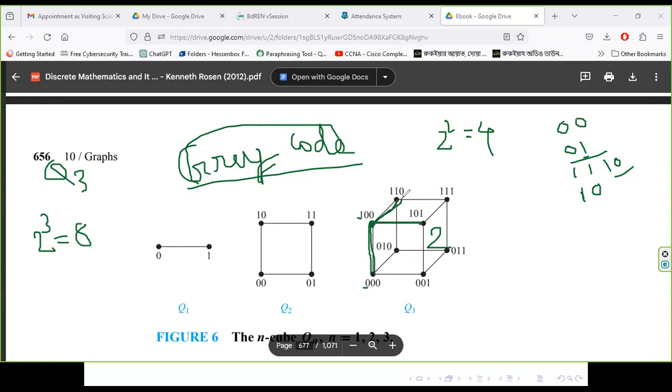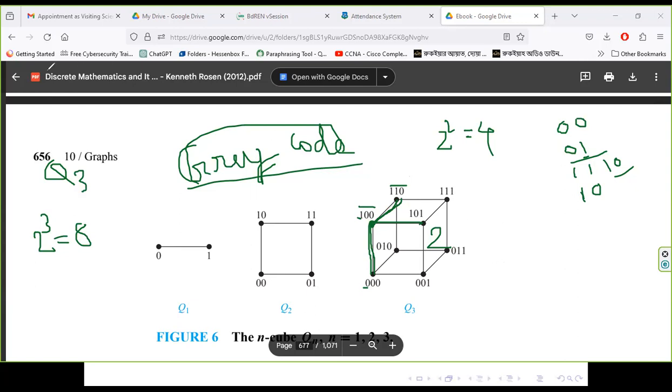Then if you go in this direction, 1 1 0, 1 0 0. That means only 1 and 0 remain the same. Middle value is only changed. And 1 0 0 and 1 0 1: 1 and 0 same, just only the last bit is changed. So it means that at a time only one bit will be changed. Clear? This is how they are connected. Do you got my point? Yes, sir.